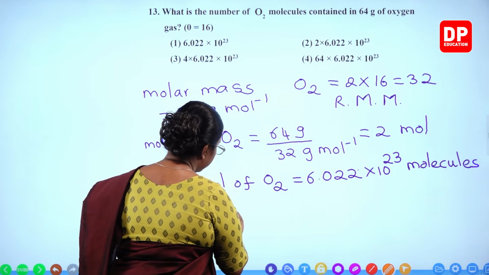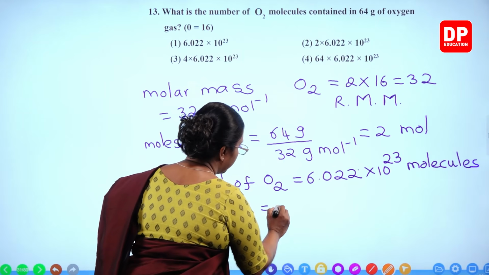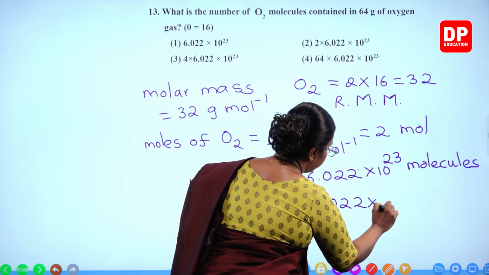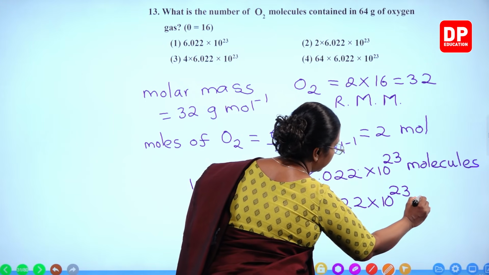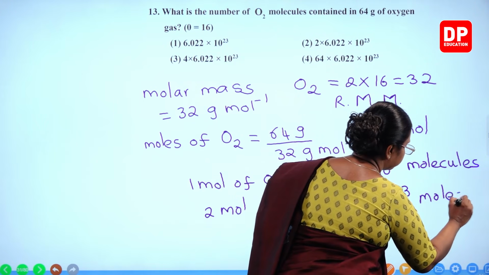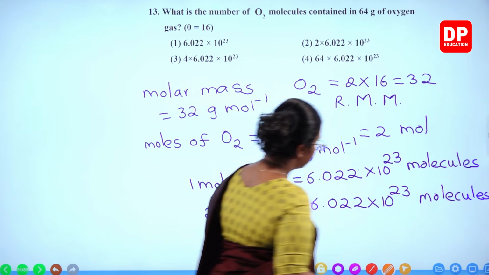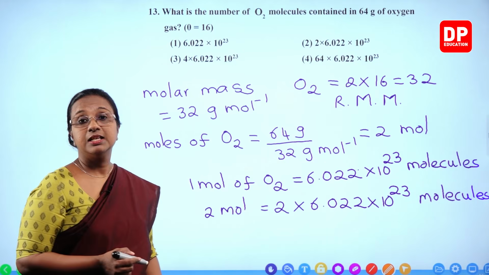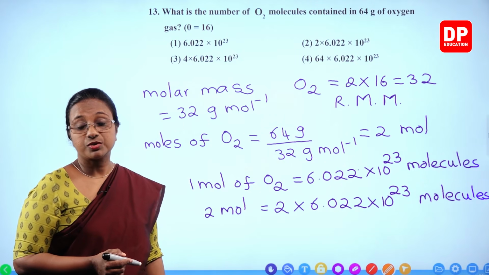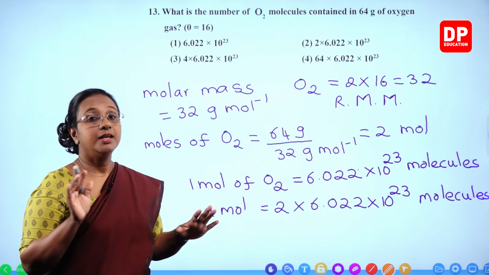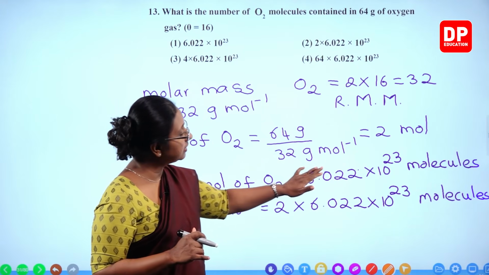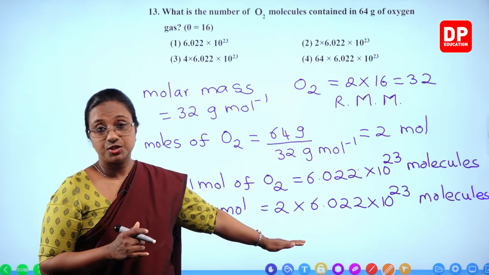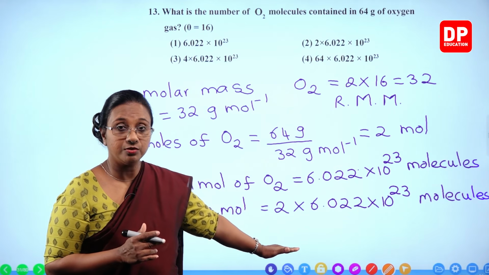So in 2 moles, how many? 2 into 6.022 into 10 to the power of 23 molecules. So this is the number of oxygen molecules in 64 grams of oxygen. Is that clear? Here, students, I have calculated the number of moles and then I have found the number of constituent particles, or the oxygen molecules.